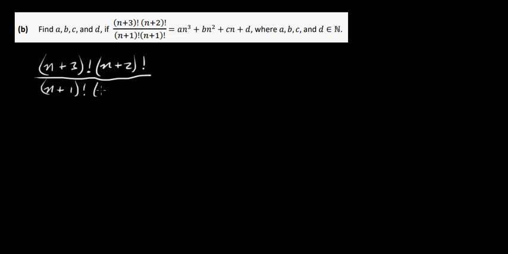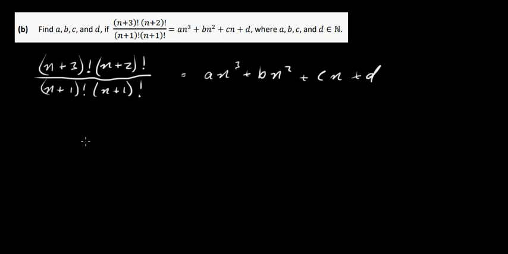Okay, so let's see if we can work this out. We have (n plus 3) factorial times (n plus 2) factorial divided by (n plus 1) factorial times (n plus 1) factorial here. Let's put the right hand side in as well, and we'll work it down. So we've got an cubed plus bn squared plus cn plus d. So really what we've got to do is work out the left hand side, make it look like the right hand side, and then equate the coefficients. So let's just expand out the left hand side here.